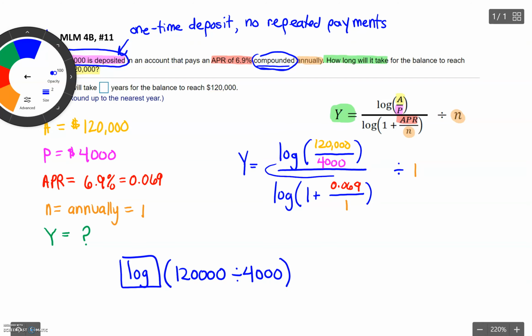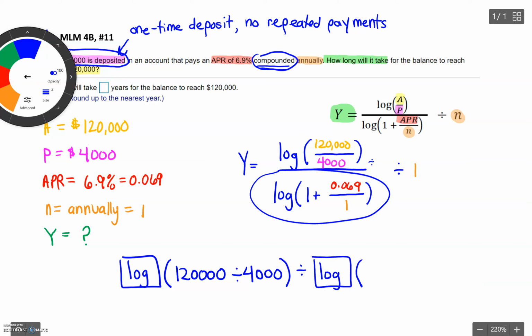Then I have another division bar. That fraction bar is like division, so I'm going to hit my division bar. Then I'm going to type the second log in there. So I'll hit my log button again, then I'll type the parenthesis. There's a 1 plus built into my formula. And then I have the decimal divided by 1.